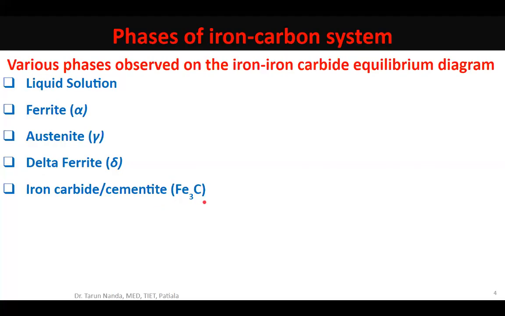Coming on to the properties, cementite has very high hardness. In fact, this is the hardest phase observed in the iron carbon systems. Its hardness is about 1000 VPN. It has very high brittleness, which is a problem with cementite, and it has practically zero ductility, another problem. It has very high compressive strength, but the tensile strength is low. It has good electrical conductivity, and it possesses metallic luster.